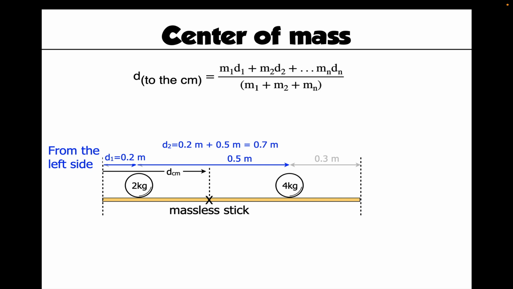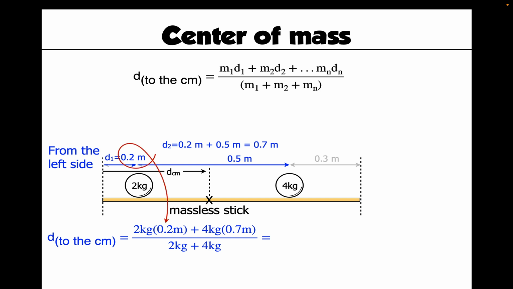So now I know d1 and d2, and the masses m1 and m2 are on the diagram itself. So I'll just plug them into the equation. You can see that for the first one, that's where my distance comes from, and for the second one, the 0.7 meters, that's where that distance comes from.